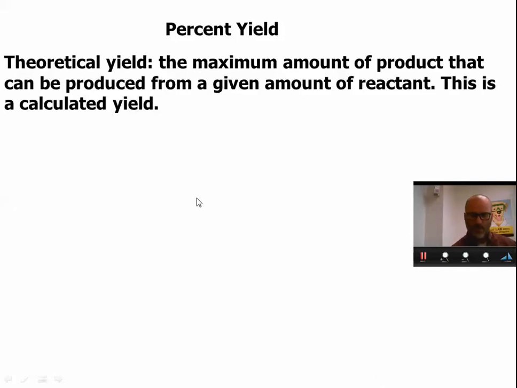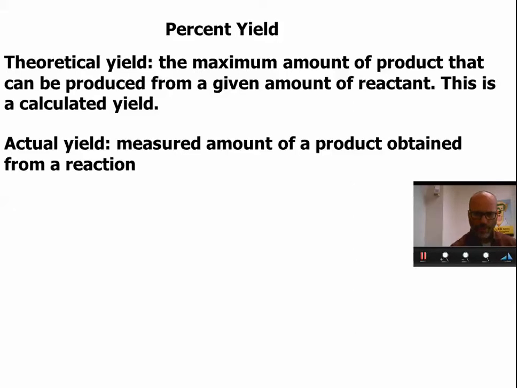product will you get? And what we have been doing with all our stoichiometry problems, when we've been starting with grams of reactant and trying to find grams of a product, we've already been calculating theoretical yield. And that's the maximum amount of product that can be made or produced from a given amount of reactant. And that is calculated. It's a problem. We do that on paper.